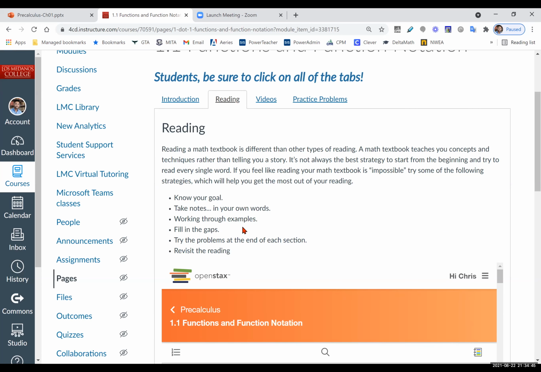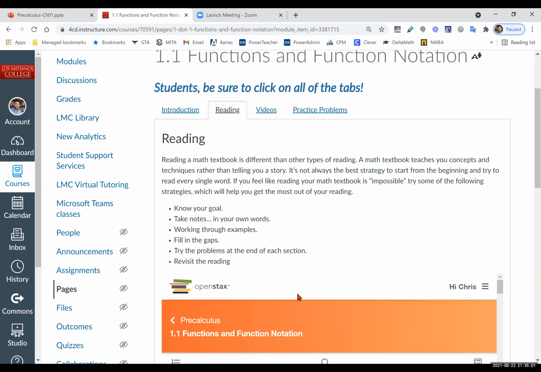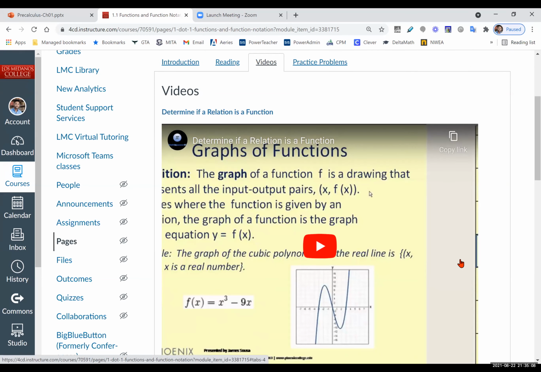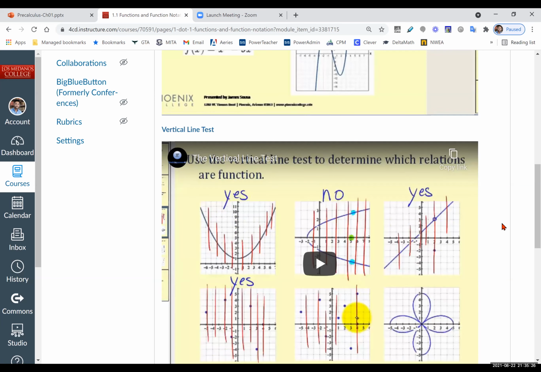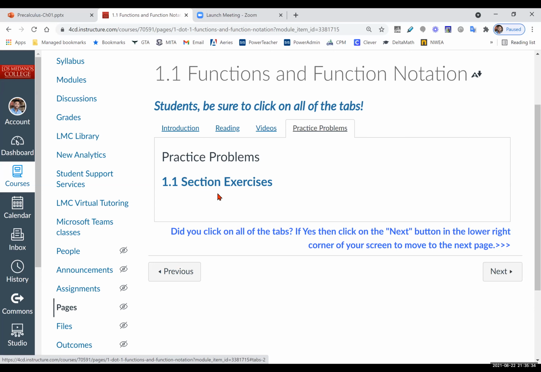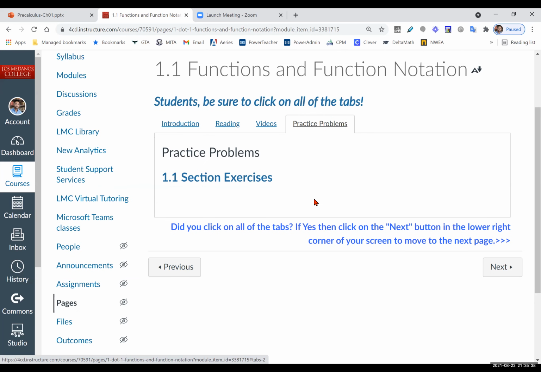Take down notes. I expect you to take down notes in your own words, working through examples. There are so many examples provided by OpenStax. Fill in the gaps, try the problems at the end of each section, and revisit the reading. And to help you with reading this textbook, you can also watch videos. There are some provided videos here: determine if a relation is a function, vertical line test, and an example to determine if a table of values represents a function. And also this recorded video will be on this tab. And on the last one, practice problems, like for this one, section 1.1 exercises. And maybe for some sections, I will provide some other types of practice problems.